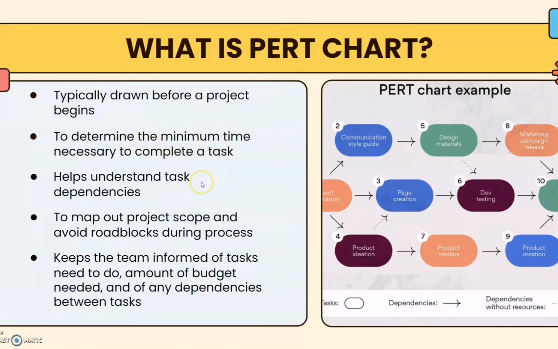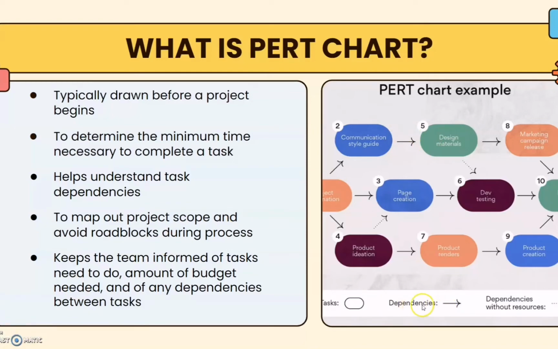This chart will also help us understand the task dependencies and to map out project scope and avoid roadblocks during the process. Lastly, a PERT chart will keep the team informed of the tasks needed to be done, the amount of budget needed, and any of the dependencies between the tasks. This is one example of a PERT chart, and here we have the tasks and their dependencies.